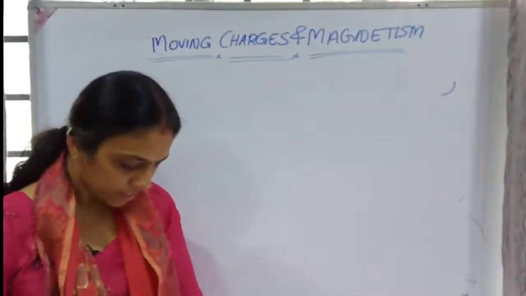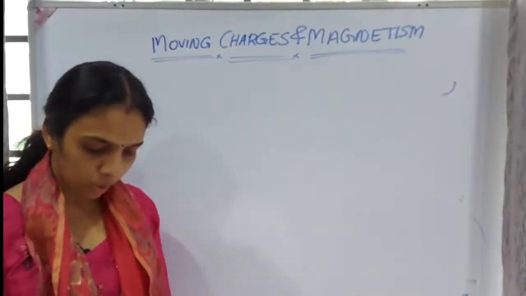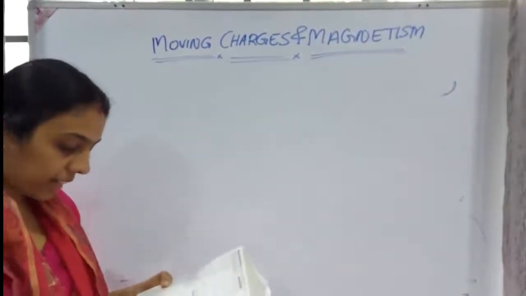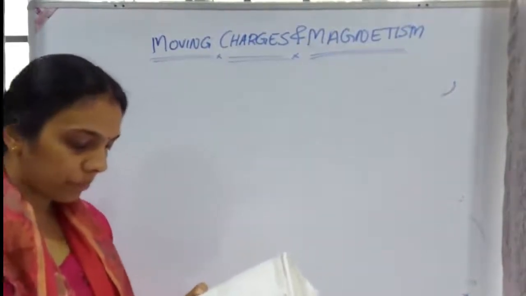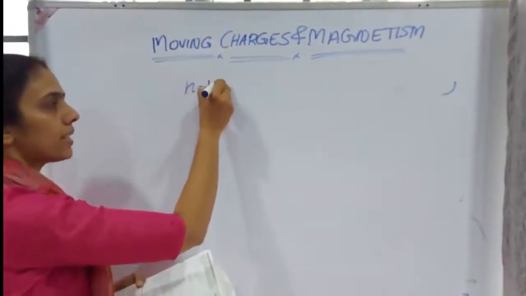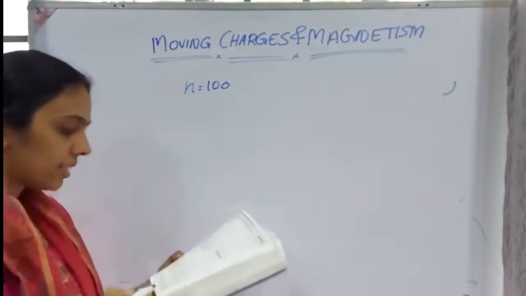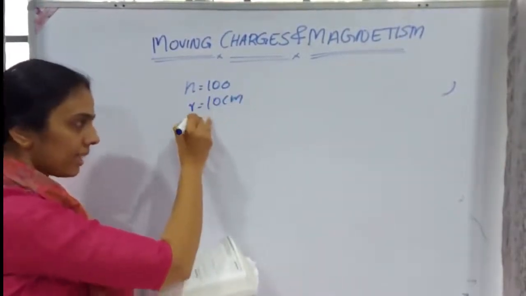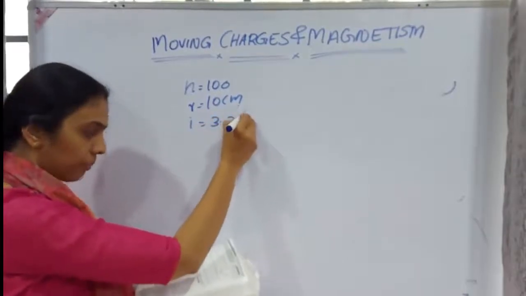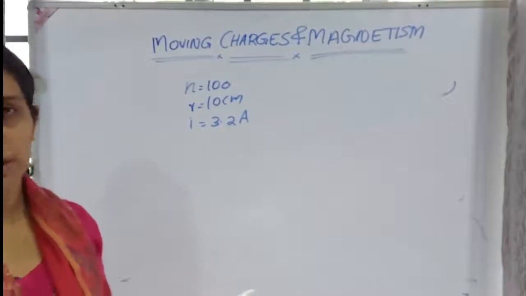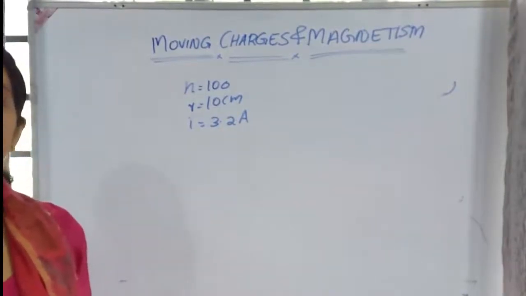A 100-turn closely wound circular coil of radius 10 centimeter carries a current of 3.2 ampere. So, a circular coil having 100 turns. N is equal to 100 and radius is 10 centimeter, carries a current of 3.2 ampere. What is the field at the center of the coil? Magnetic field in a circular coil.